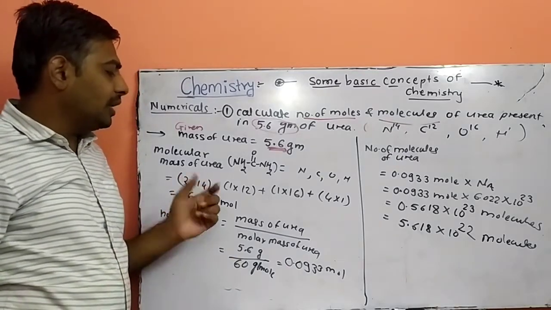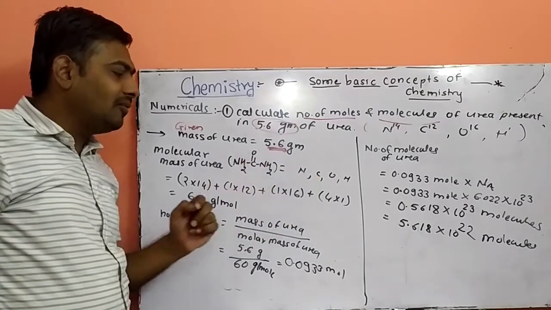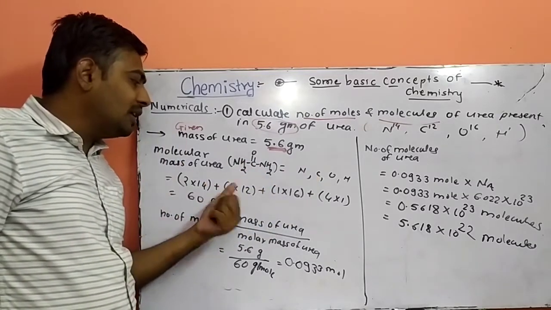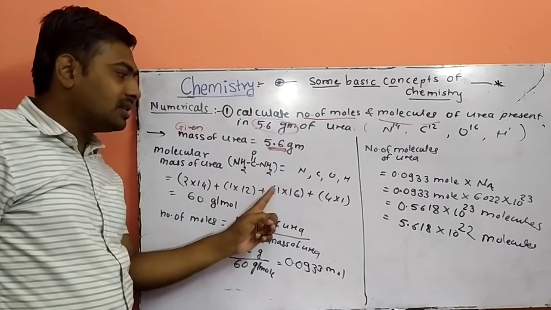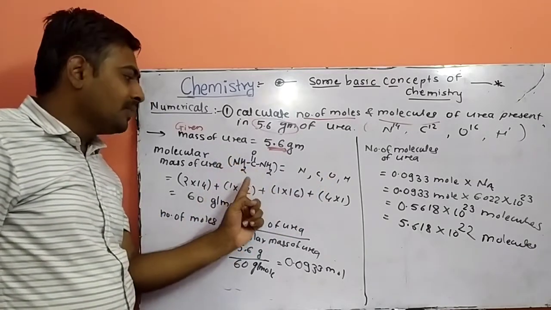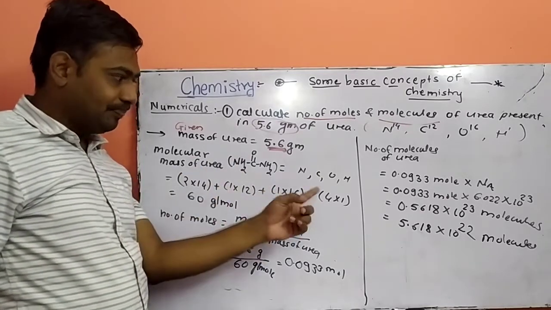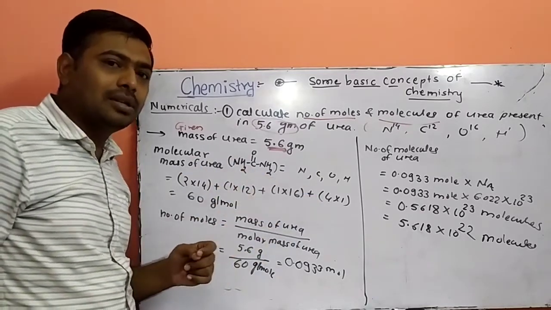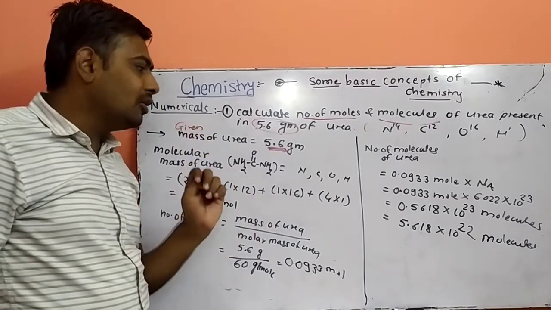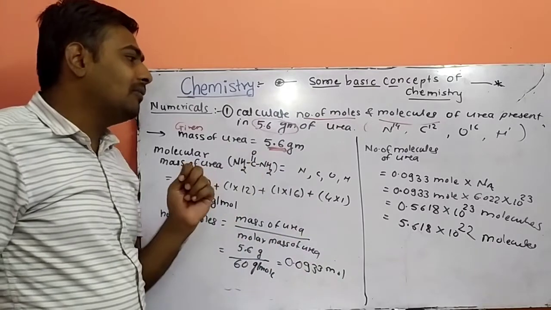So 2 into 14. Second, carbon. How many carbon atoms are there in the formula? Only 1 carbon atom, so 1 into 12. Next, oxygen. Only 1 oxygen atom is present, so 1 into 16. How many hydrogen atoms are present in this formula? 4 hydrogen atoms, 2 and 2, so 4 multiplied by 1.